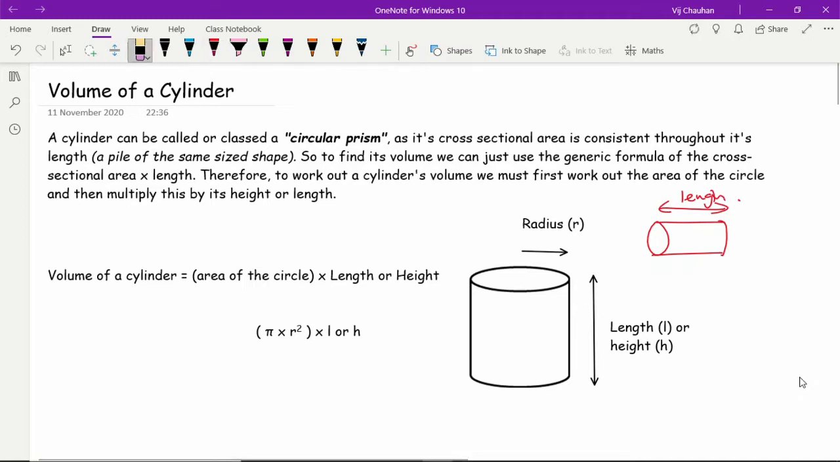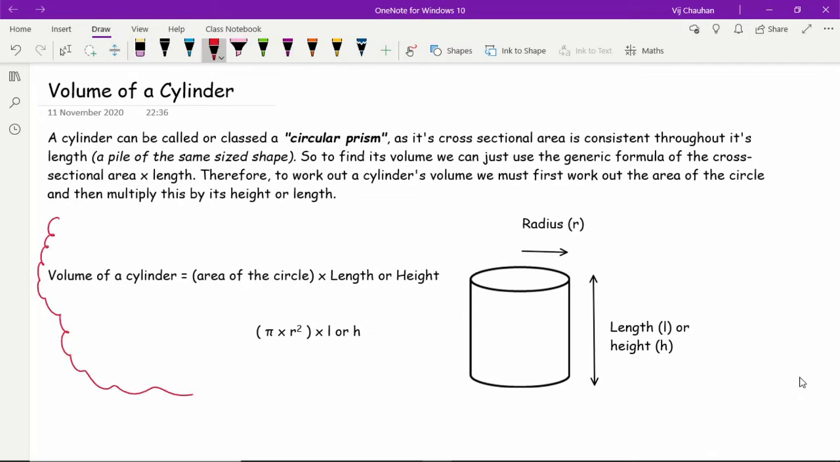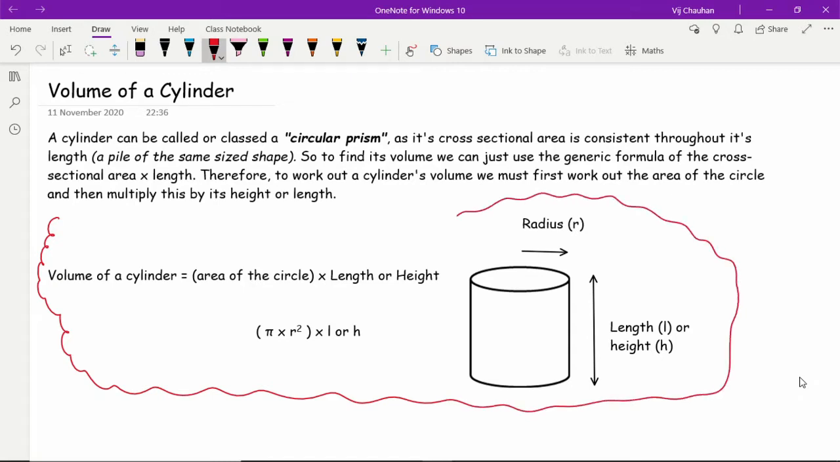Now, it's worth making a note, or if you're making revision cards, of the general formula along with the diagram, because it's always useful to have a diagram when you're using a formula so you know what the parts are called, particularly when it comes to labelling. Again, as a reminder, the area of a circle is pi times the radius squared, and then you multiply that by the length or the height. As I said, you're only going to use either the length or the height when working this out.